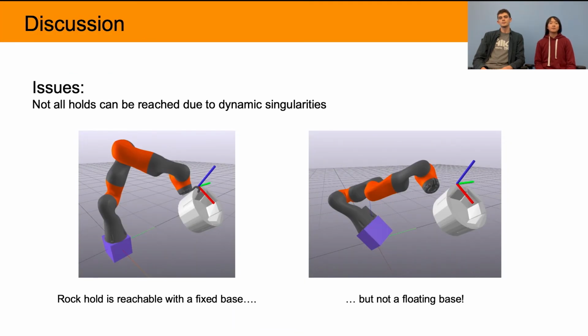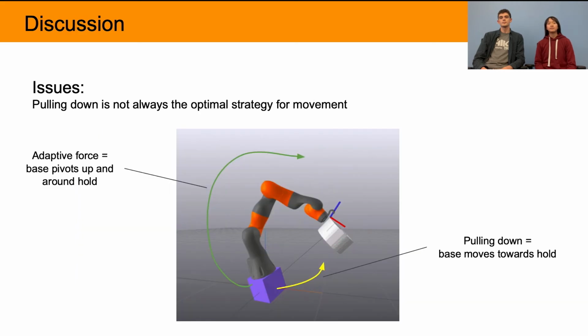While our approach is capable of executing grasps in some rock hold positions, it runs into issues with dynamic singularities since its workspace is not only dependent on geometry, but also its mass and inertia. Characterizing the reachable workspace would allow us to only consider grasps that can be successfully executed.